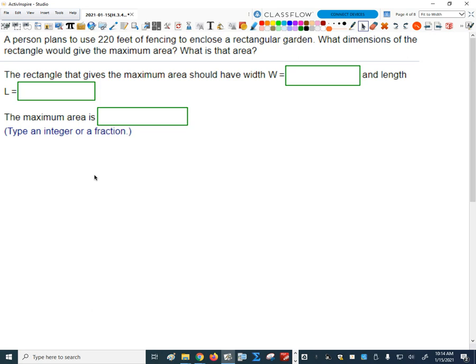For a rectangle, if we let the width equal W and the length equal L, that's what we're trying to find. So we want to come up somehow with a plan. Can we come up with a plan here? I've got two variables, so I'm going to need some kind of system of equations that would help us out.